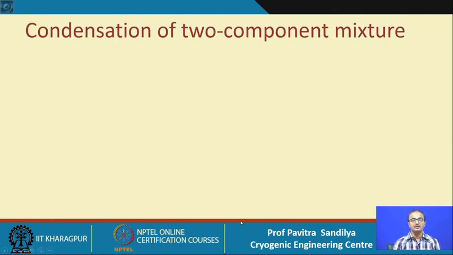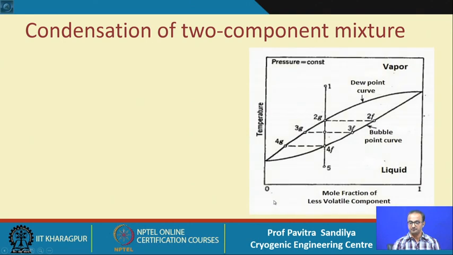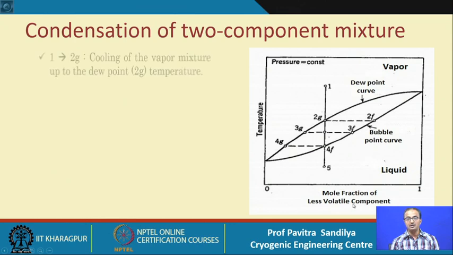Now, let us see the condensation of a two component mixture. Two component systems are also called binary systems. Now, let us see what is happening when we plot the temperature against the mole fraction of the components.